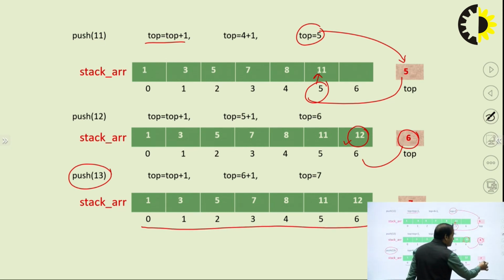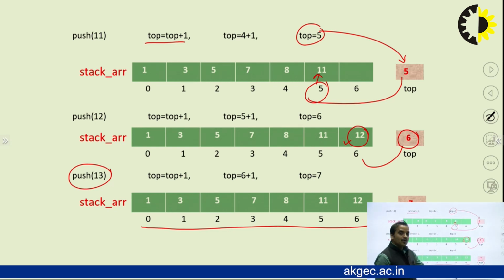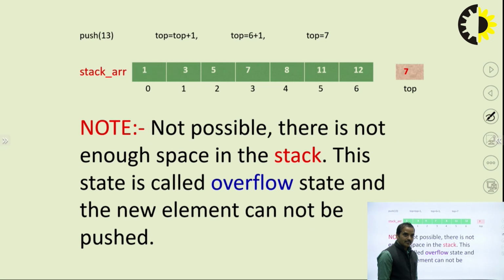That means top equals max minus 1. At that condition, the value of top is equal to the maximum size of the stack. The stack size is 7, and here the top is also 7. So we cannot insert any more elements inside the given stack. This condition is not possible. There is not enough space in the stack. This state is called the overflow state, and the new element cannot be pushed inside the stack. This condition is called the overflow condition.